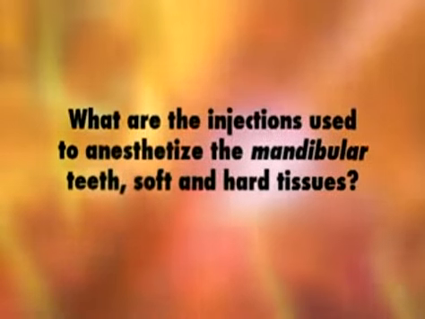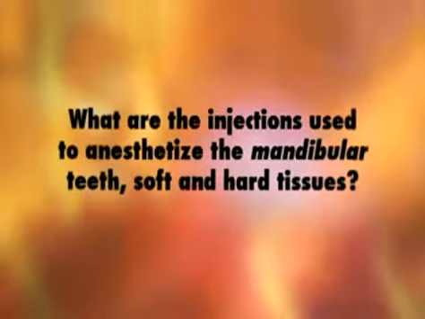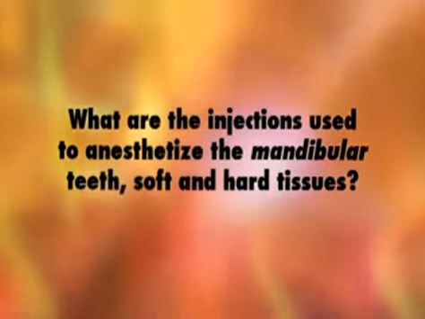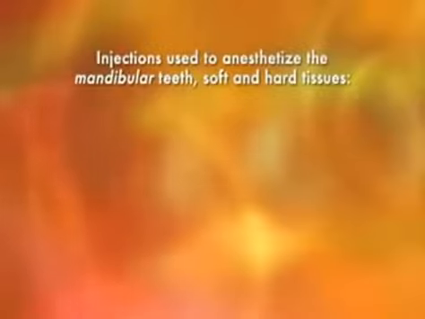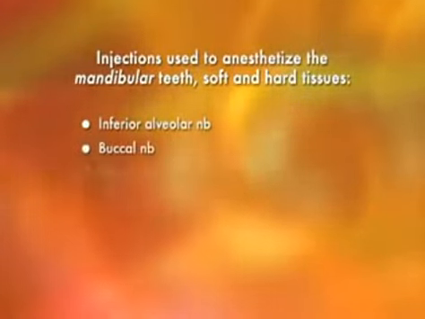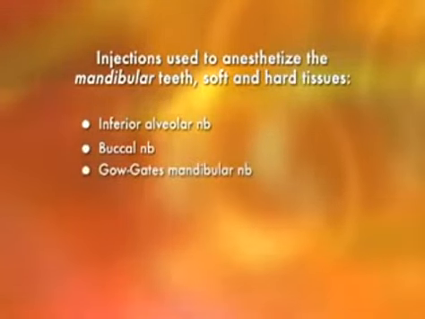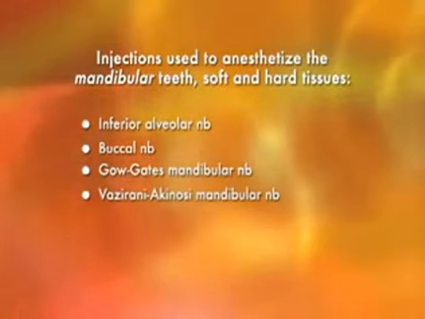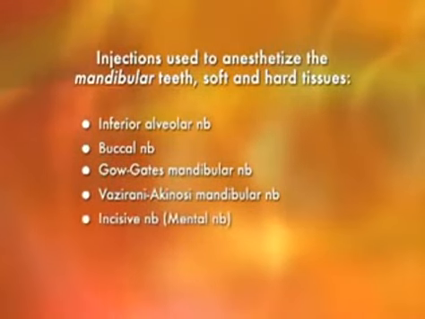We will now discuss the following techniques which provide anesthesia to the mandibular teeth and their supporting soft and hard tissues: inferior alveolar nerve block, buccal nerve block, the Gow-Gates mandibular nerve block, the Vazirani-Akinosi mandibular nerve block, the incisive nerve block, also known as the mental nerve block.